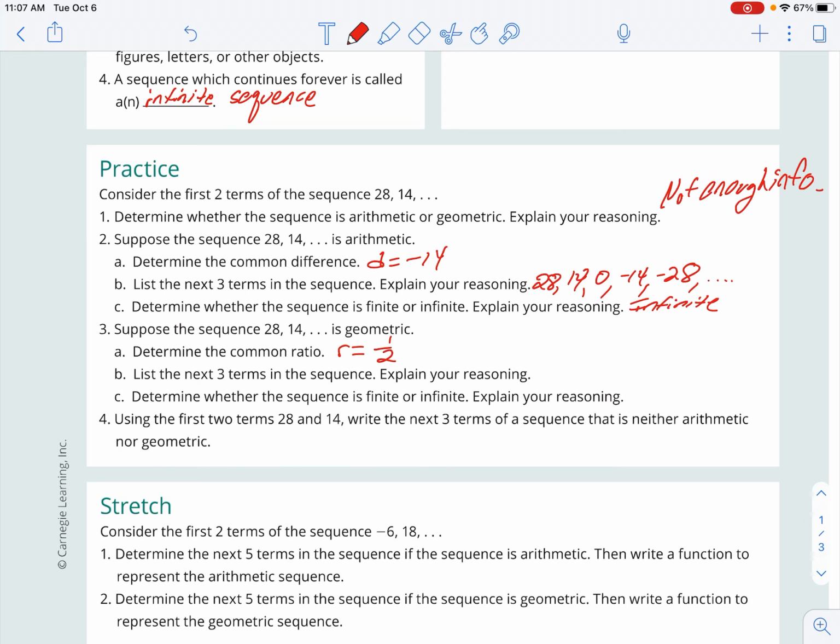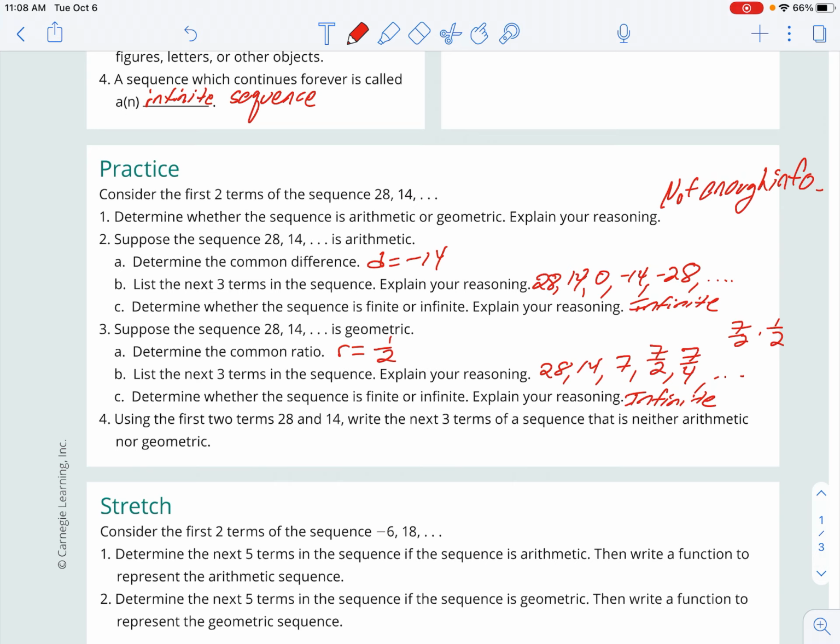So list the next 3 terms. We're starting off at 28, then 14. 14 times a half is 7. 7 times a half is 7 over 2. And then 7 halves times a half, multiply numerators, multiply denominators, like you learned in elementary school. So then 7/4, and it will continue on and on. This will be an infinite sequence, because we can continue to multiply by a half and get 7/8, 7/16, and so on.